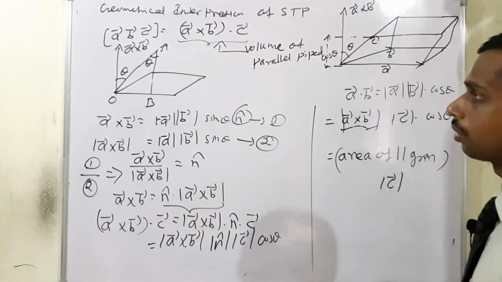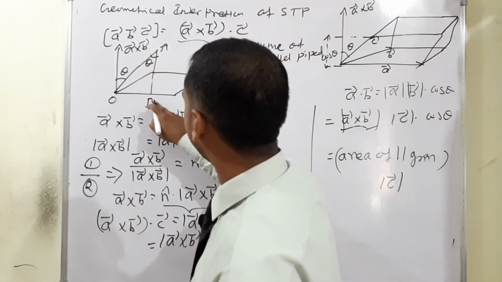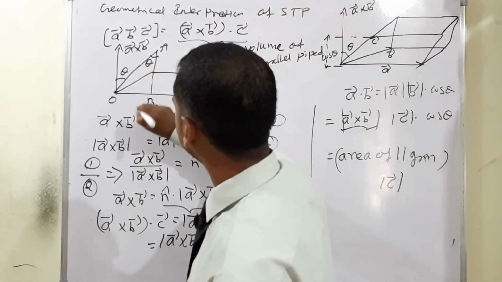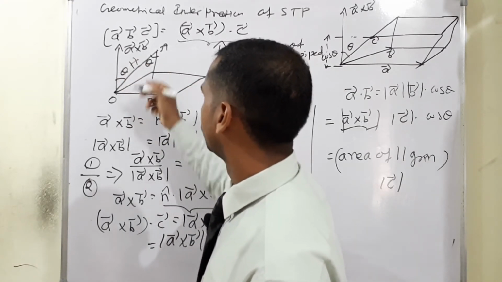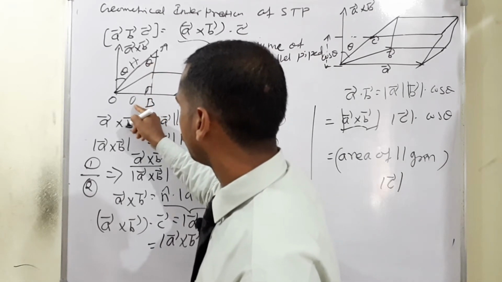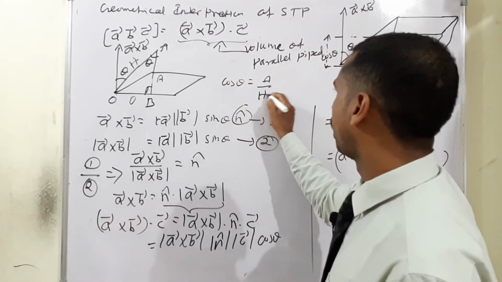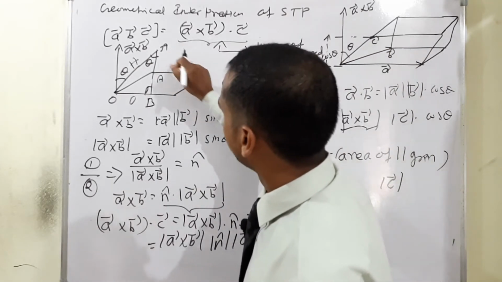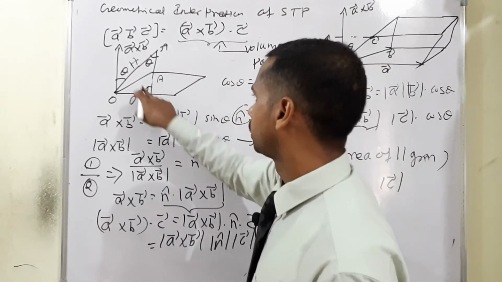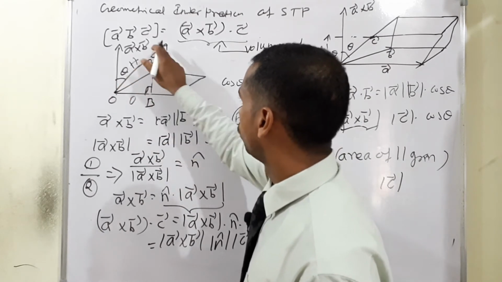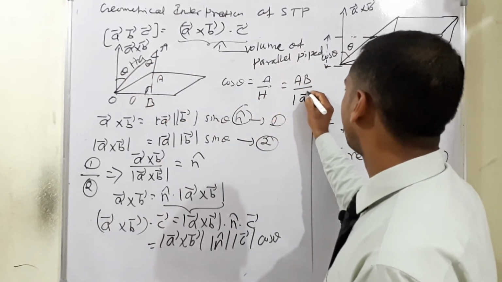Then cos theta, according to the right triangle, is adjacent divided by hypotenuse. Look at the diagram, comparing O to A and B: the side opposite the right angle is the hypotenuse, this is theta, so this is the opposite side and this is the adjacent. Cos theta is adjacent divided by hypotenuse. The adjacent is the height of the part, AB, divided by the hypotenuse, which is O to A. So O to A is only A, there is no vector, so we write modulus of A vector.